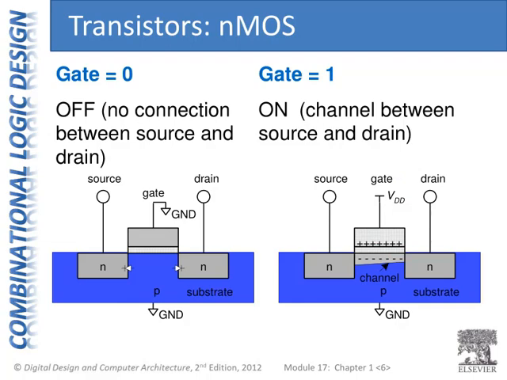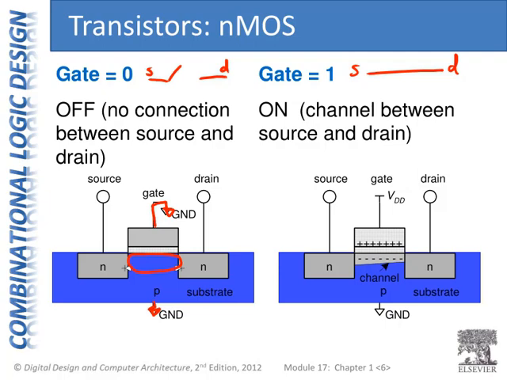On the other hand, if we tie our gate to ground, and our substrate is always tied to ground, now we have two sides of a capacitor that are at the same voltage. And so now no charges are accumulated here. And now there's no connection between our source and our drain. And remember, it goes back to our picture here. When the gate is 0, there's no connection between the source and the drain. However, when the gate is 1, we have that channel, and the source and drain are connected.